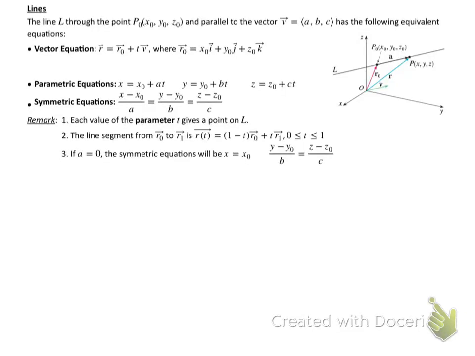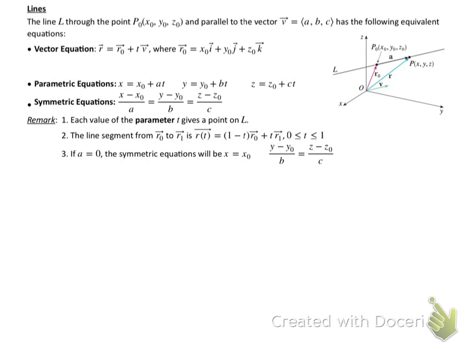We are going to talk about lines in this lecture. In R3, how do you decide a line? You pick a point that you want to start with, and then you pick a direction that you want to go along. So a point and a direction will uniquely determine a line.